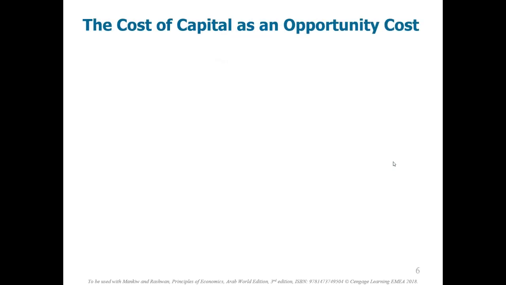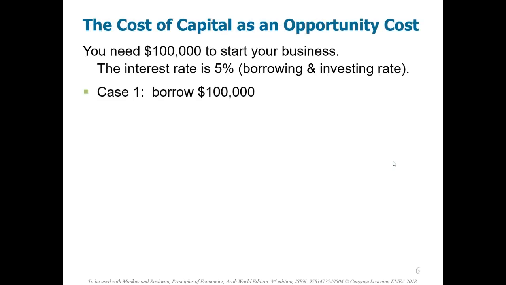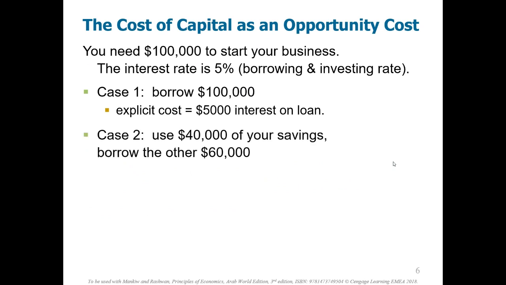Let's think about it here. I won't go too deep into it. Say you need 100,000 to start your business and you borrow at a 5% rate. You get 5,000 interest on the loan. So if you borrow 100,000 and the interest is 5%, then 5,000 per annum is what you pay for the interest on the loan.